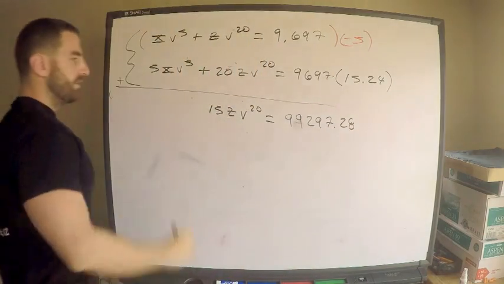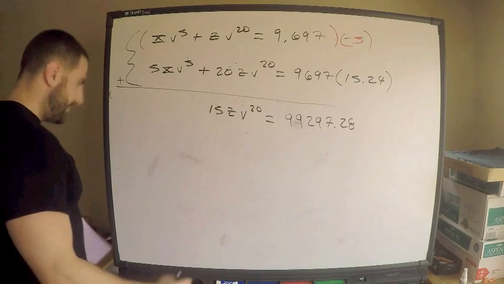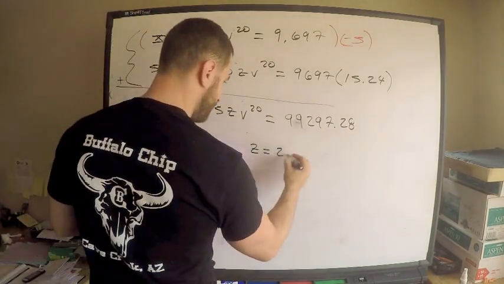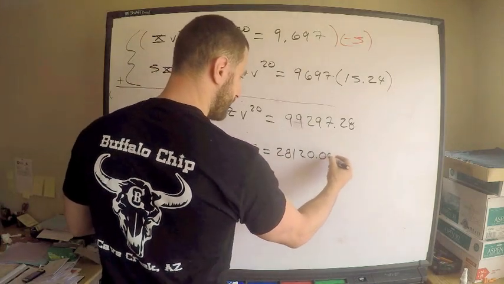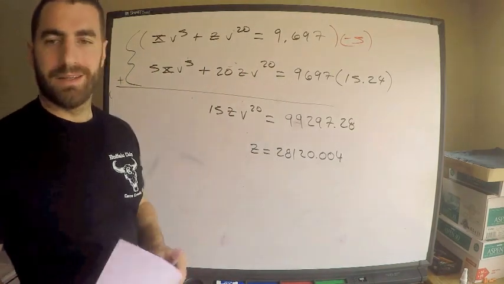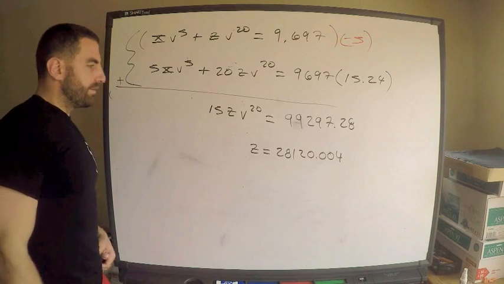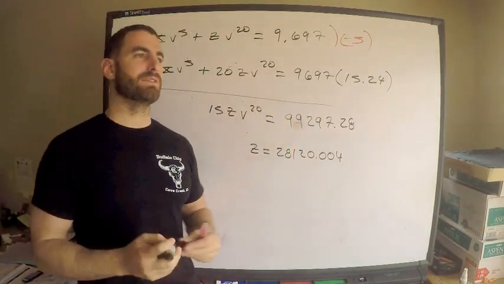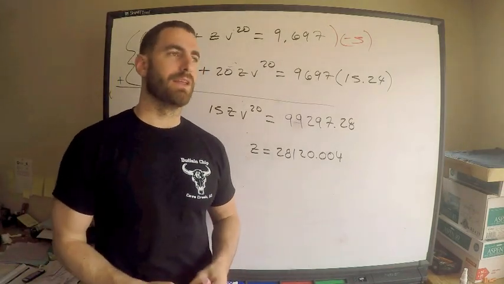297.28. Divide by that. Okay, this gives you Z is equal to 28120.004. I hate the whole rounding thing for this test. It's so annoying. Now think about it for a second. You need to step back and do not make this mistake. Do not freak out and say this doesn't match up with one of the values that was given.